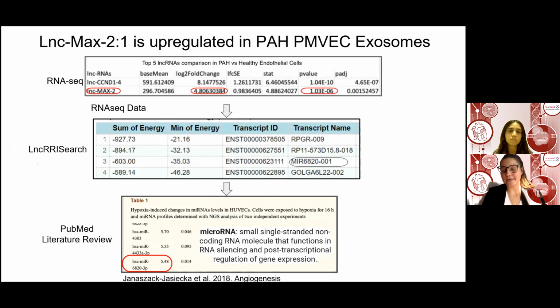So our first candidate was found in the exosomes of endothelial cells and is titled LINC-MAX2:1. This lincRNA was found to be significantly upregulated in the exosomes of endothelial cells of PAH patients. When we ran our lincRRI search, we noticed that it was predicted to be associated with microRNA MIR6820. Now, this was interesting to us because we found a paper that found that this microRNA was significantly upregulated in a paper that looked at hypoxic conditions.